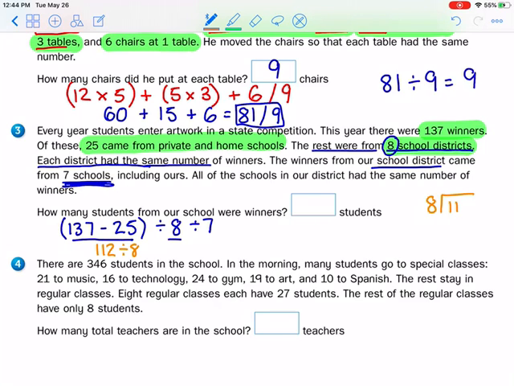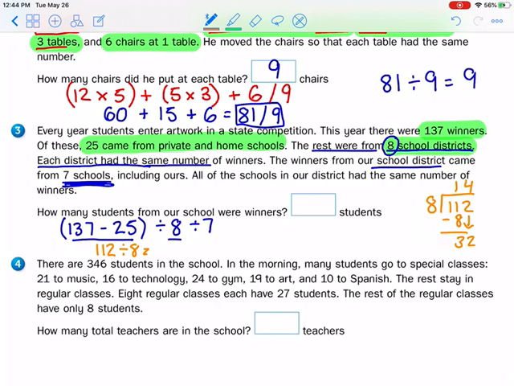8 divided into 112. So 8 can't go into 1. So we're going to move over to 11. 8 can go into 11 one time, because 1 times 8 is 8. 11 minus 8 is 3. And I bring down that 2. 8 can go into 32 4 times.